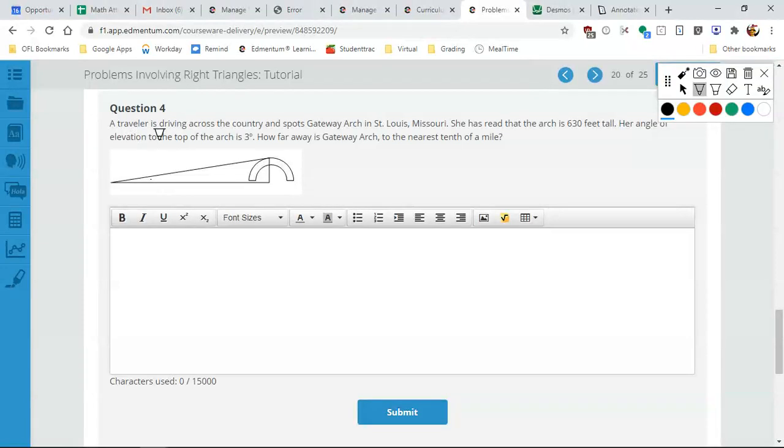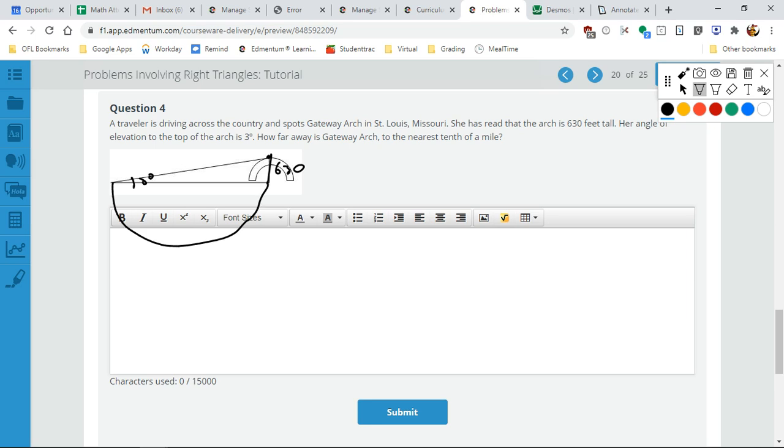All right, so a traveler across the country spots the arch. She has read that the arch is 630 feet tall. Her angle of elevation is 3 degrees. How far away is she from this? So she's like, hey, I can see the top of that. The top of that is 630 feet. Well, my little measuring thing says that's 3 degrees. How far am I away?